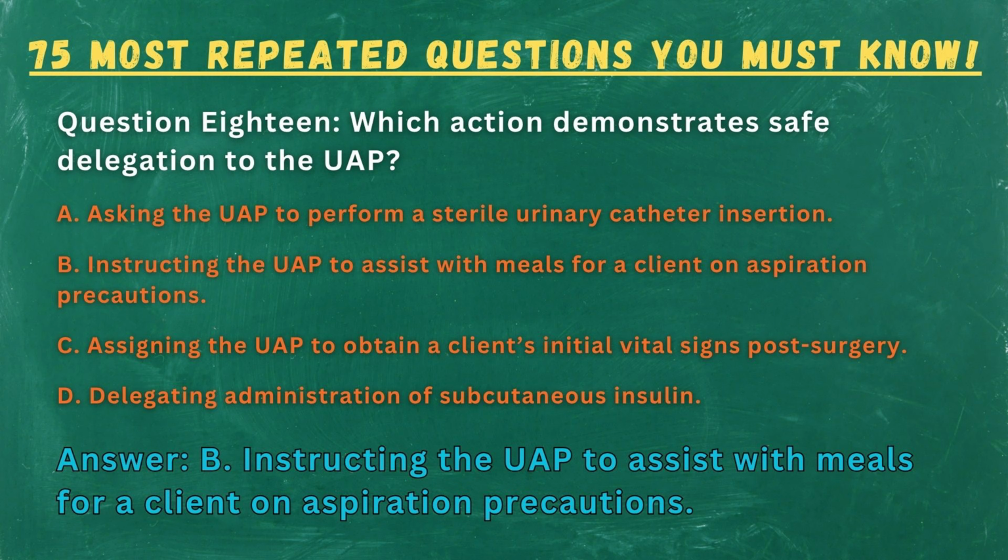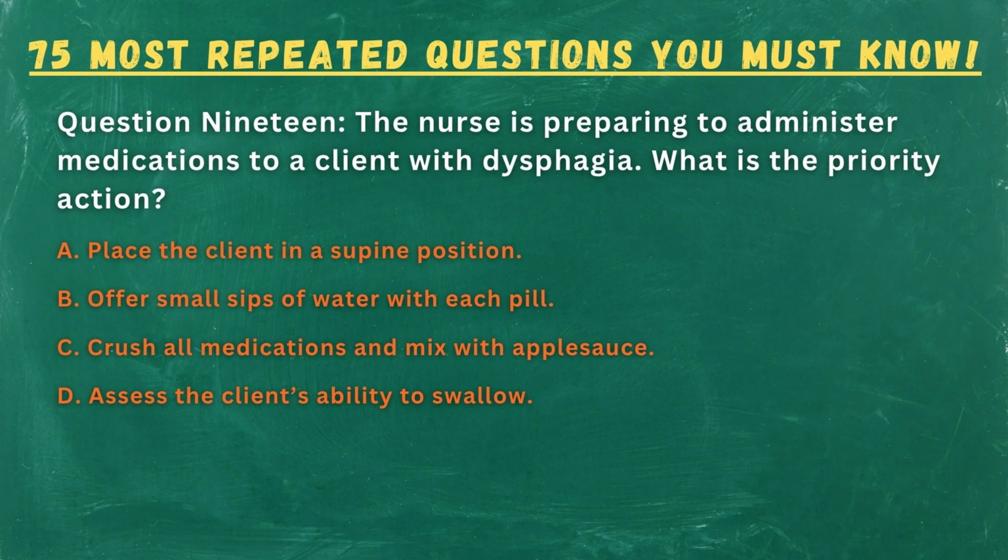Answer. B. Instructing the UAP to assist with meals for a client on aspiration precautions. Question 19. The nurse is preparing to administer medications to a client with dysphagia. What is the priority action? A. Place the client in a supine position. B. Offer small sips of water with each pill. C. Crush all medications and mix with applesauce. D. Assess the client's ability to swallow.